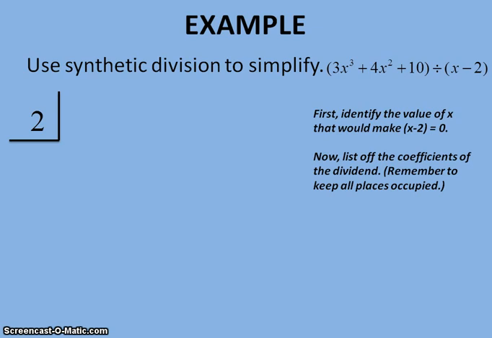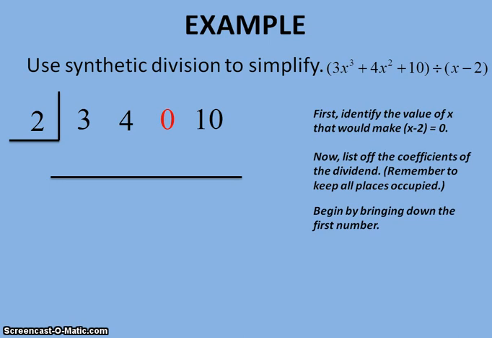For example, for 3x to the third, the coefficient is 3. So we're going to list that off. For 4x squared, the coefficient is 4. Now, I'm just going to list these numbers off. Notice, though, that we are missing an x to the first power, so we're going to have to put in a 0 to represent that spot that doesn't have the x to the first. You'll remember we did this yesterday with long division as well. And then we're going to put the 10 in there. Once we do that, we're just going to draw a little line. We're going to leave a space there, and draw a line underneath.